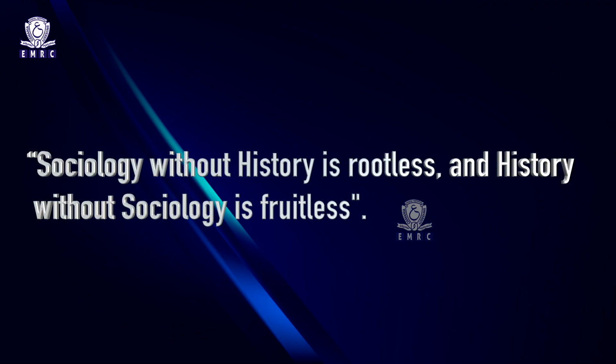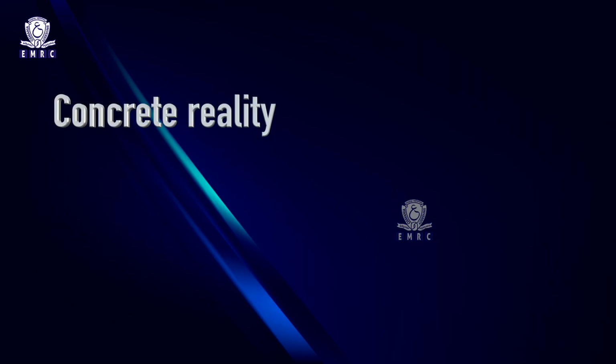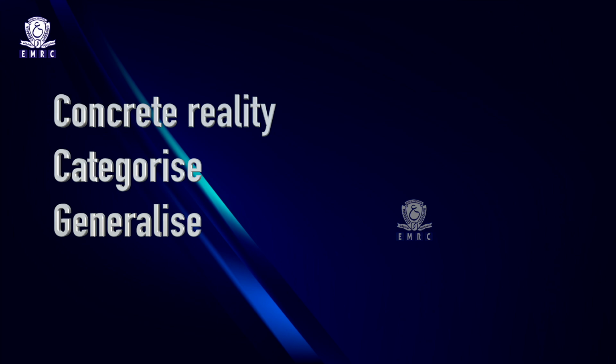First, we discuss sociology and history. Sociology without history is rootless and history without sociology is fruitless. So, historians almost as a rule study the past and sociologists are more interested in the contemporary or recent past. Historians earlier were content to delineate the actual events to establish how things actually happened, while in sociology the focus was to establish causal relationships. History studies concrete details, whereas sociologists are more likely to abstract from concrete reality, categorize and generalize.